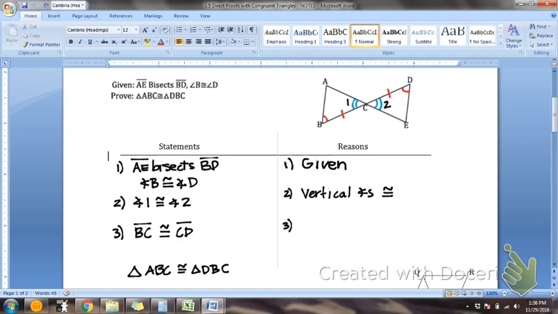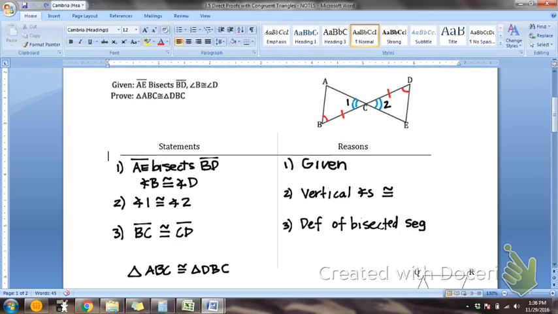So the reason that we know that these are congruent is definition, and we're going to abbreviate that as DEF. Definition of bisected segment. We're going to abbreviate that SEG. Now, how do you know they were bisected into 2 equal parts? Because that's the definition of bisect. Bi means 2, and sect means sections, so 2 sections that are completely equal parts. That's the definition of bisect, to cut into equal parts.